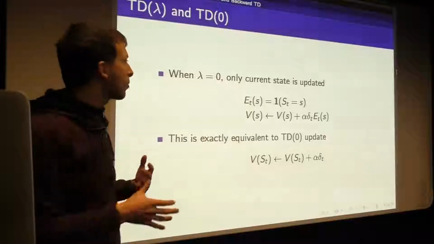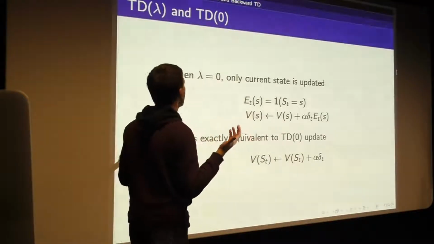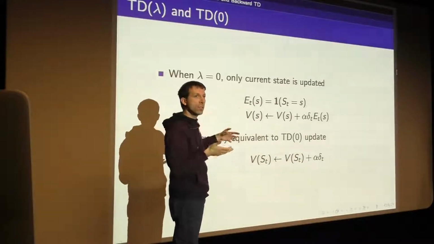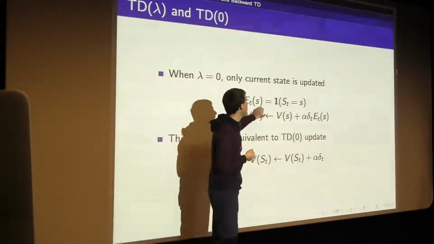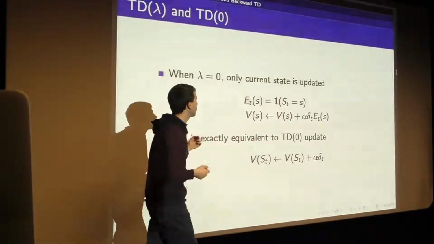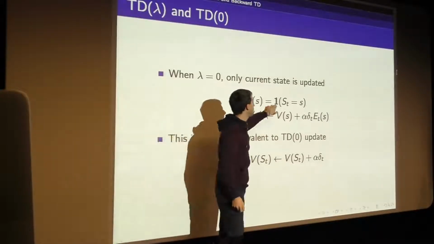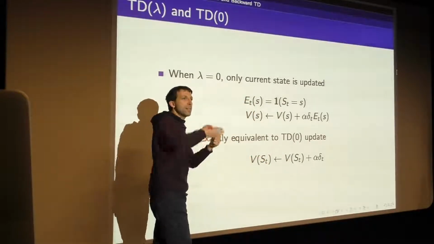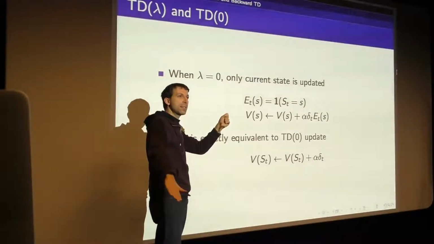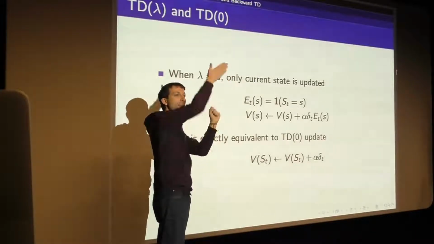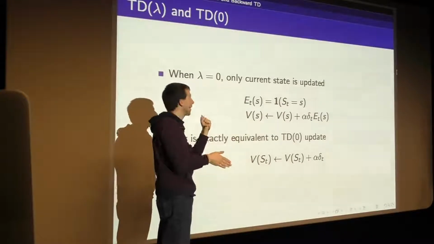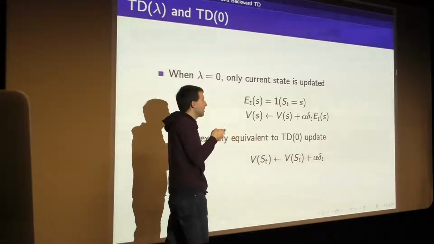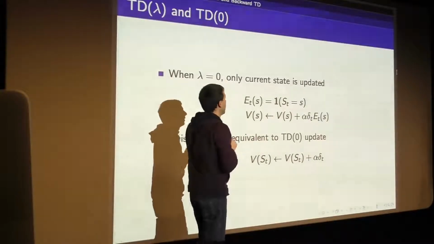So how does this relate to the algorithms we've seen so far? Well, trivially, when lambda is 0, this reduces to the TD0 algorithm. If we plug in lambda equals 0 to the eligibility trace, lambda is telling us how rapidly we decay this thing. If lambda is 0, we decay it completely, straight down after we've seen a state. So that means we only assign eligibility at the moment that state is visited.